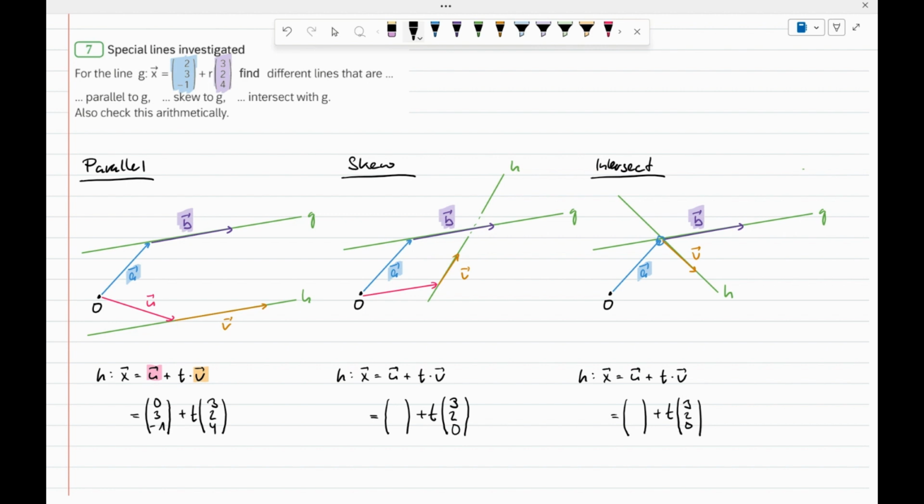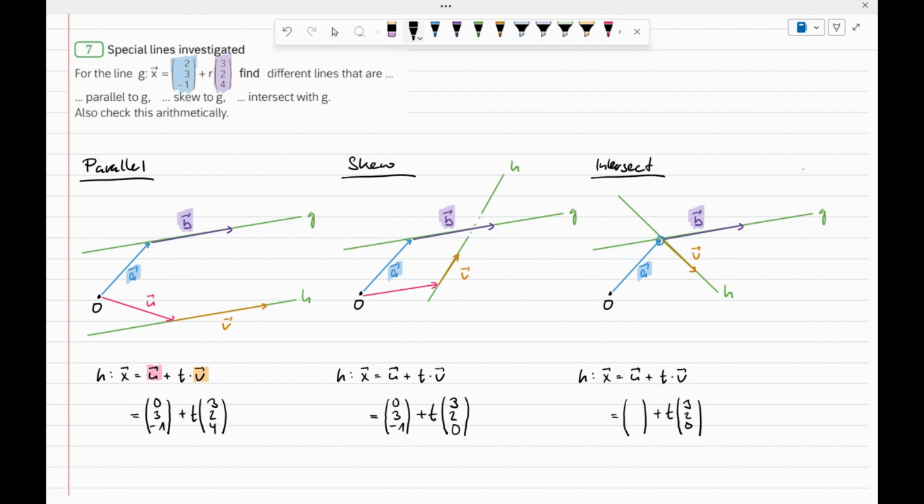Okay, for the skew case, here again, we could choose a point randomly, and we are very likely then to choose a point so that the lines are skew. The point from here would again be a good choice, so 0, 3, -1. And again, I leave it to you to check that this line H doesn't intersect with G.